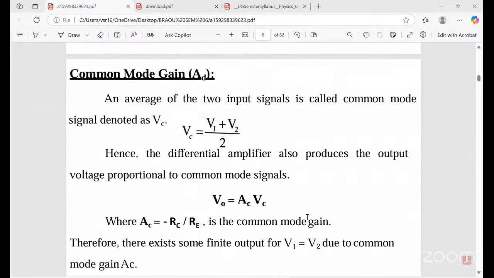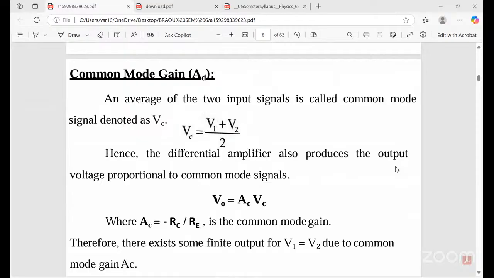Next, common mode gain. This is indicated here. Common mode gain is AC, the average of the two input signals. The difference is the differential mode gain, and here the common mode gain is the average, V1 plus V2 by 2.